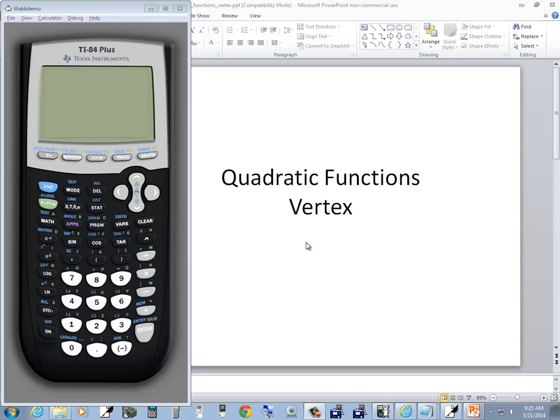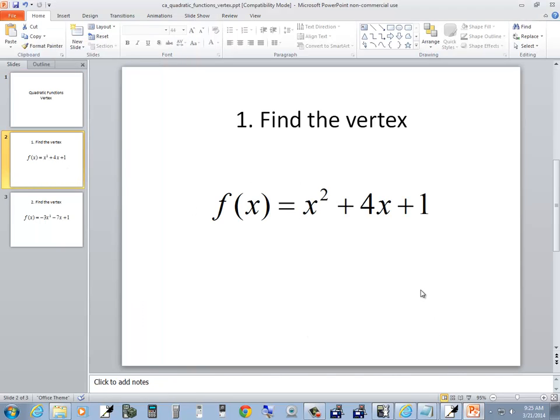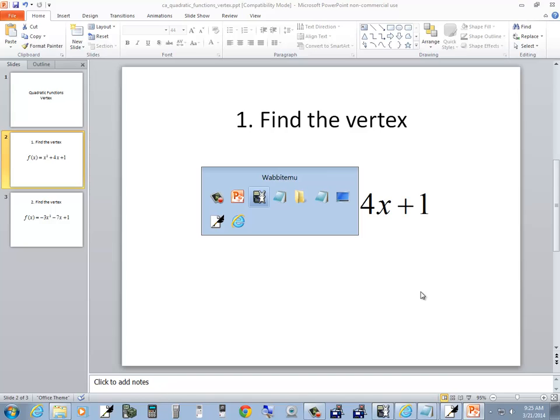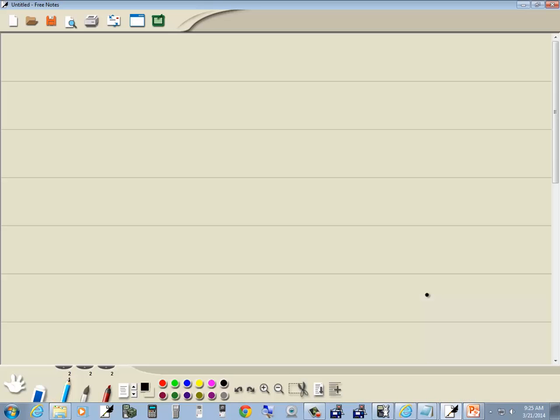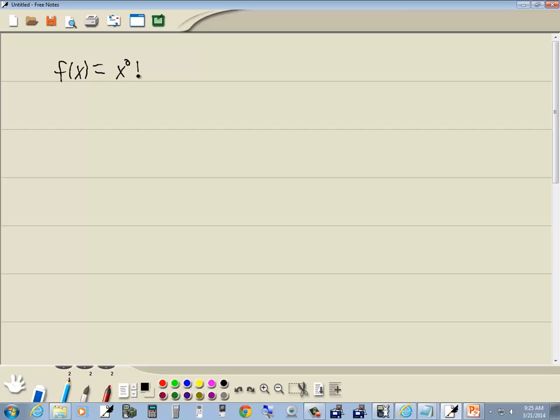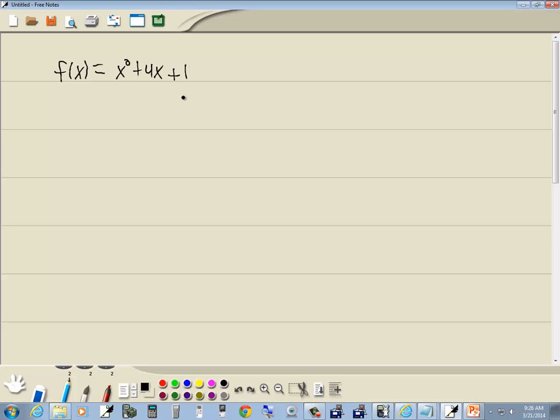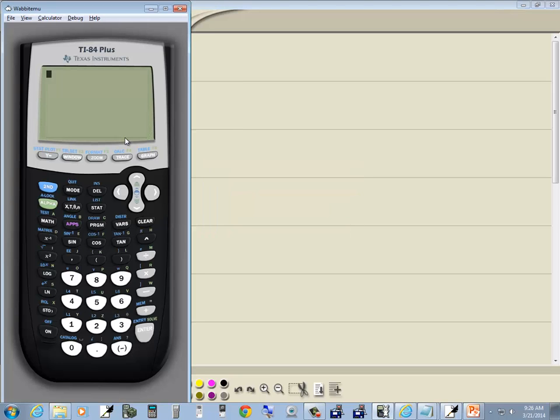Let's take a look at finding the vertex on a TI-84 Plus calculator. We're given a quadratic function. We've got f of x is equal to x squared plus 4x plus 1, and I want to find the vertex.